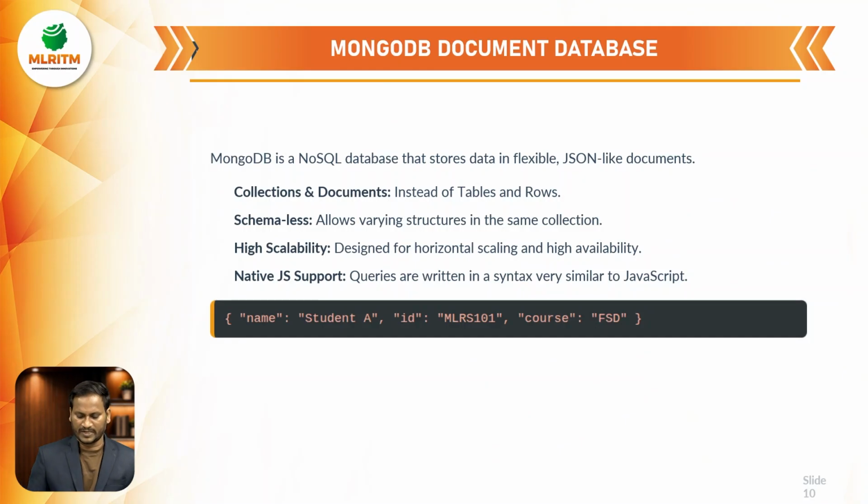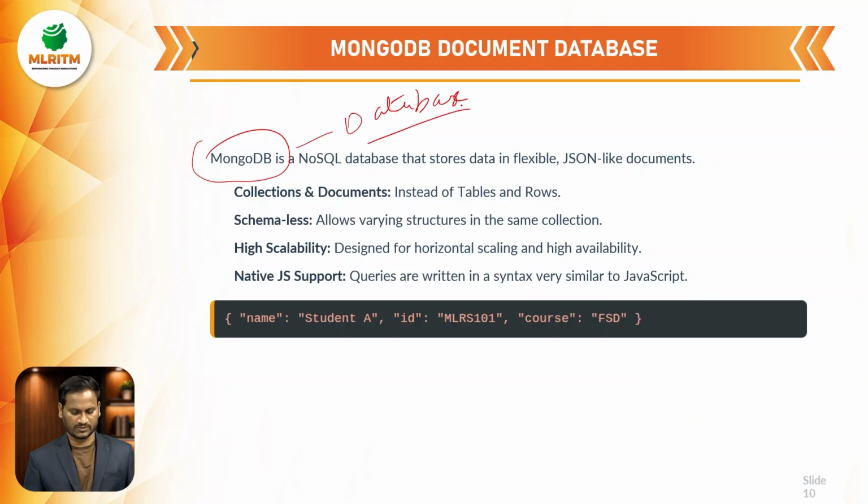Now MongoDB, a document database. MongoDB is a database, a vital database that everybody uses nowadays. Simply, MongoDB is a NoSQL database. A NoSQL database stores data in flexible JSON format, as JSON documents. It stores the data in JSON, the JavaScript Node.js format.